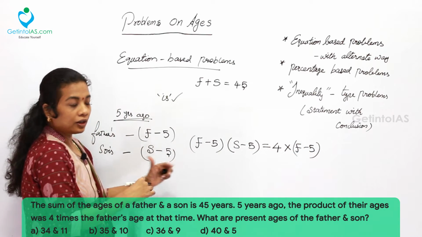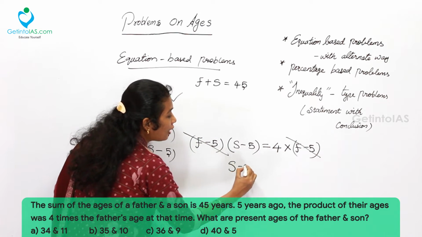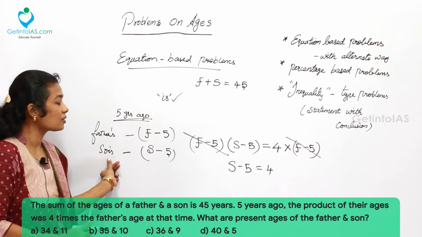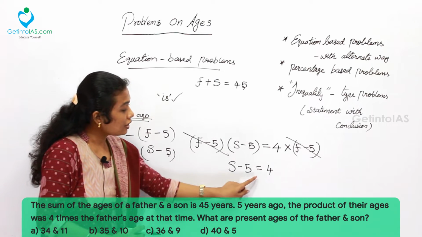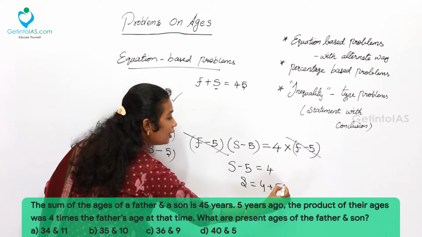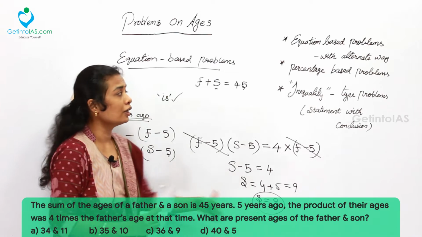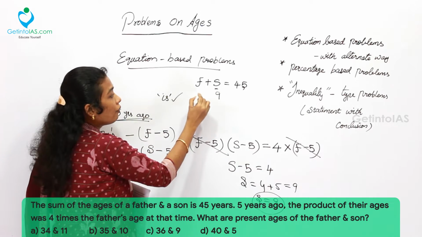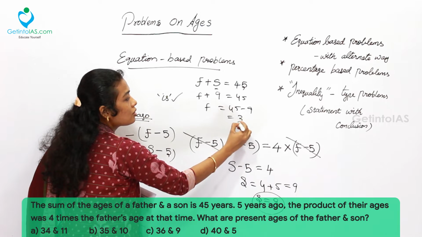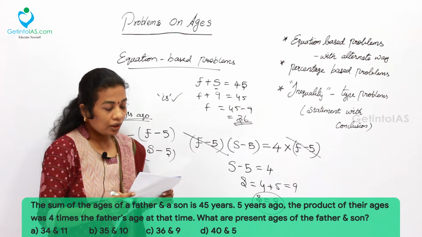While solving this, you will get the idea. F minus 5 gets cancelled. S minus 5 is equal to 4. What is S minus 5 actually? S minus 5 is the son's age 5 years ago, that is equal to 4. At present, what is the age of S? S equals 4 plus 5, which is equal to 9. The son's age at present is 9. So, simply substituting, father plus son is equal to 45, father's age is 45 minus 9, which is simply 36. So my answer for this question is 36 and 9, which is given in option C.